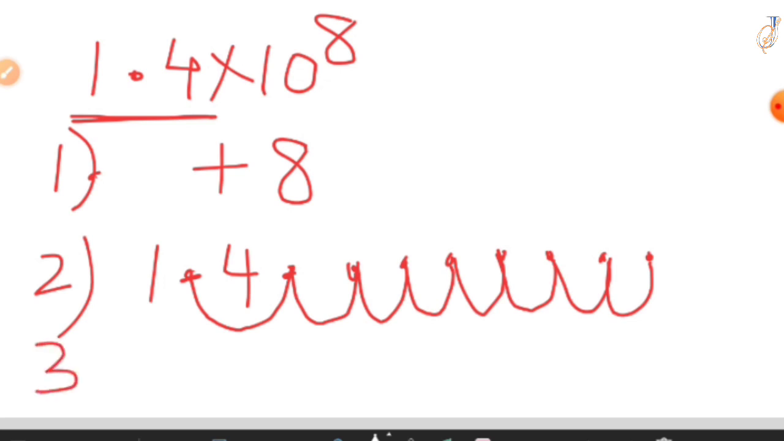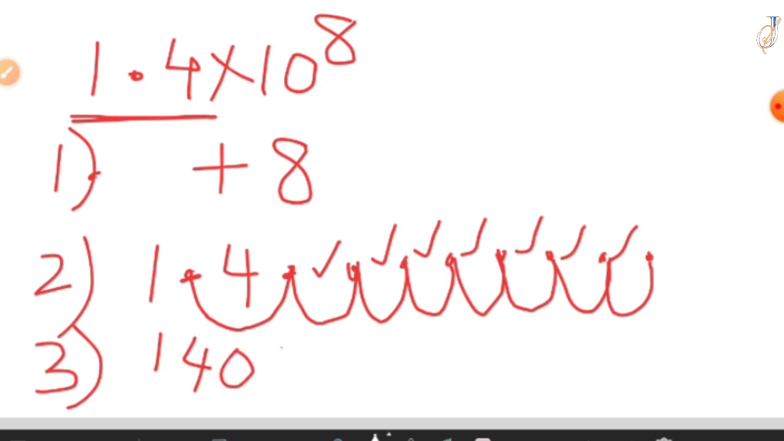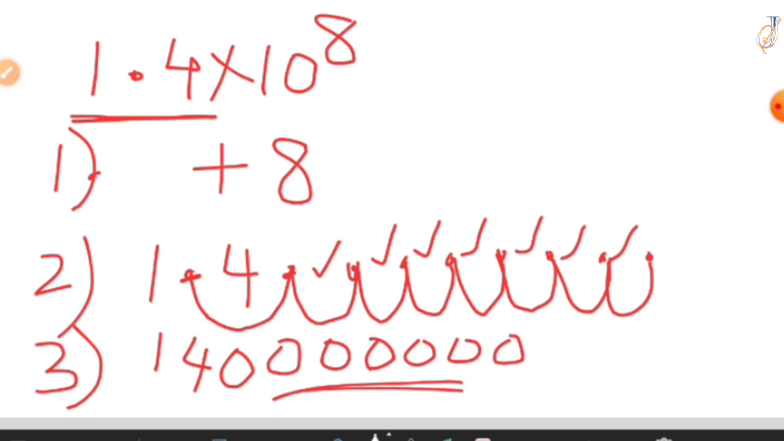So the third step is you just place zeros in empty spaces. How many empty spaces do we have? 1, 2, 3, 4, 5, 6, 7 spaces. So you have to place 7 zeros. 1, 2, 3, 4, 5, 6, 7. So this is your result.